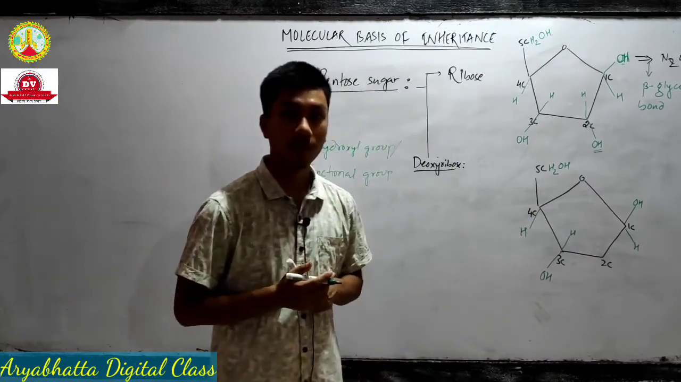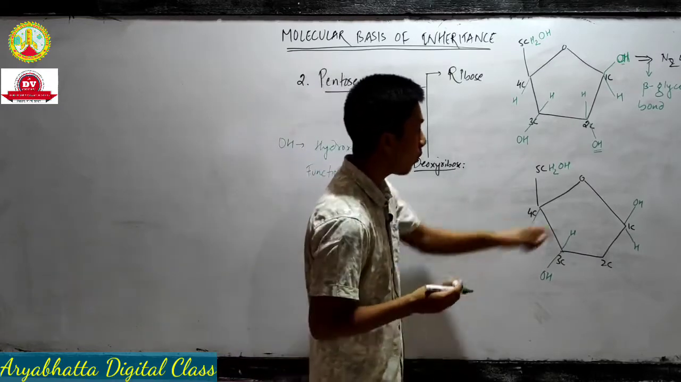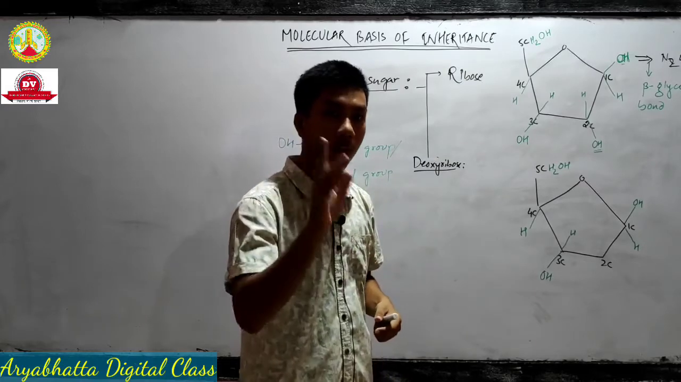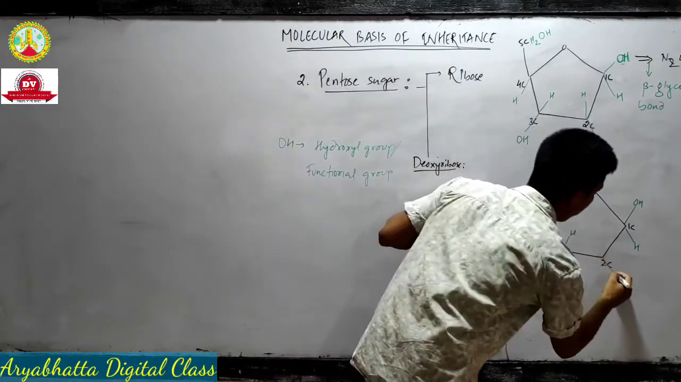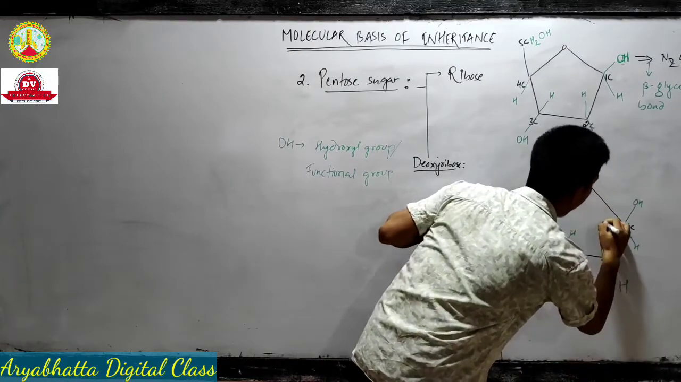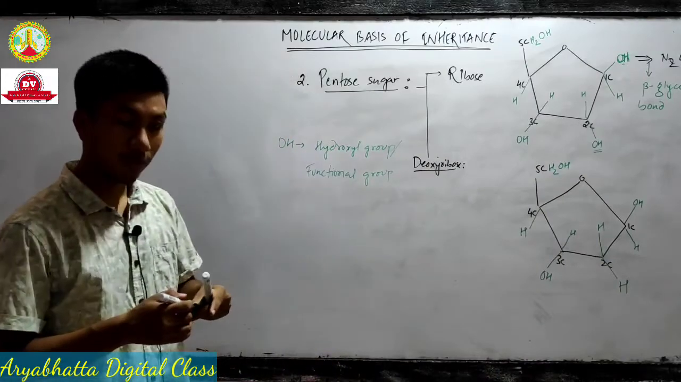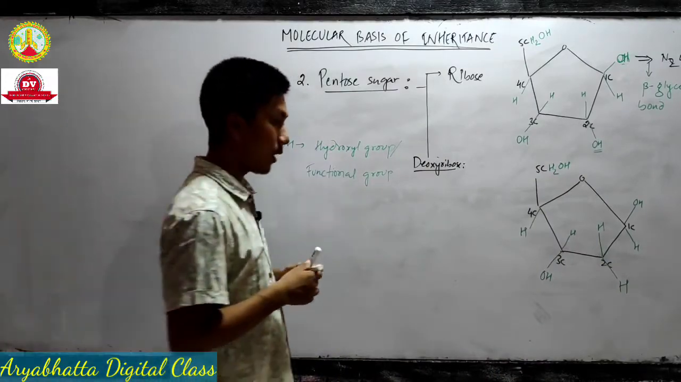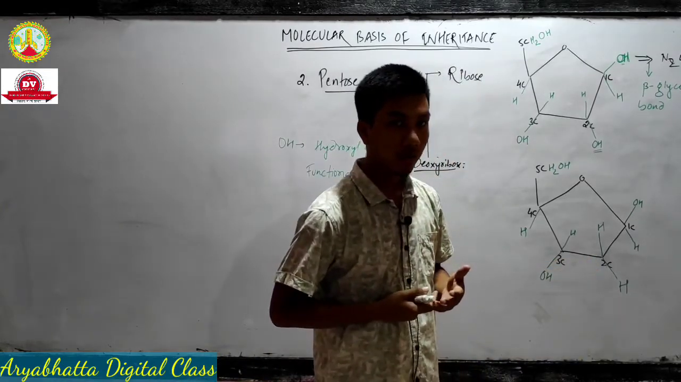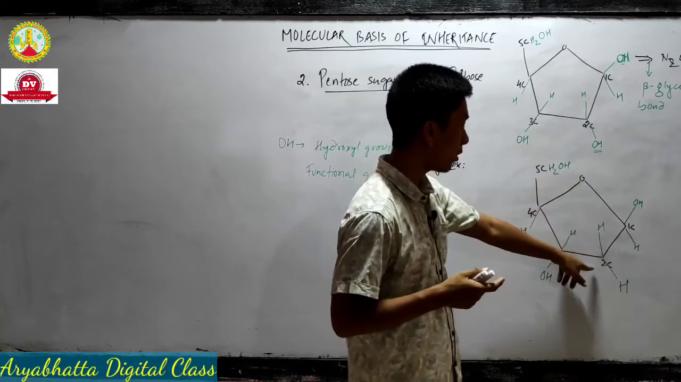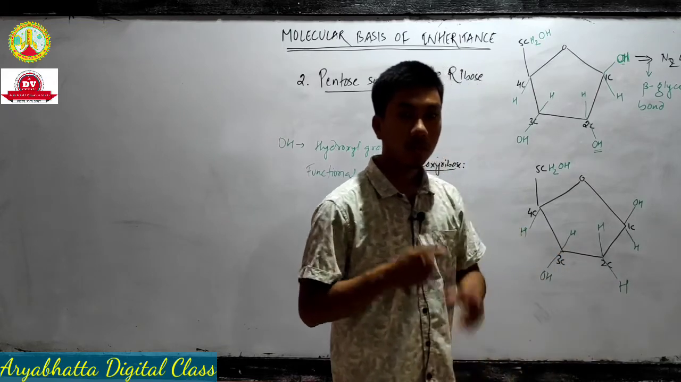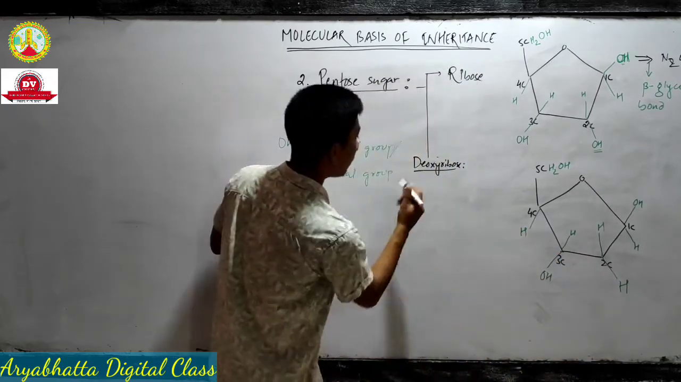case of deoxyribose. deoxyribose में क्या होता है, जो OH ग्रुप होते हैं 2 नंबर कार्बन में, OH ग्रुप को रिप्लेस करके सिर्फ हाइड्रोजन होते हैं, उसमें OH ग्रुप नहीं रहते हैं. यहाँ पे OH नहीं रहते हैं, सिर्फ H होंगे यहाँ पे. ओके, सिर्फ H होंगे. अंडरस्टूड? So in case of deoxyribose, instead of OH group at 2 carbon, there will be only single H. That's why it is called a deoxy.